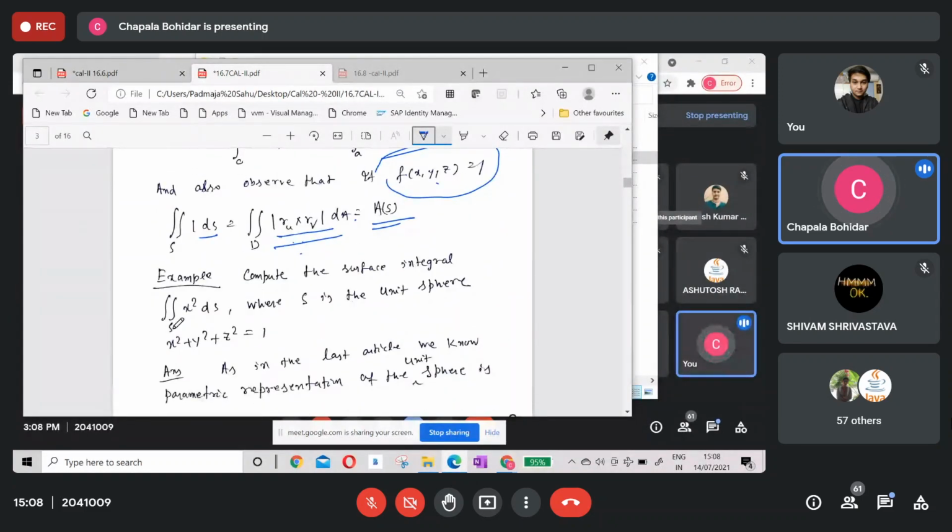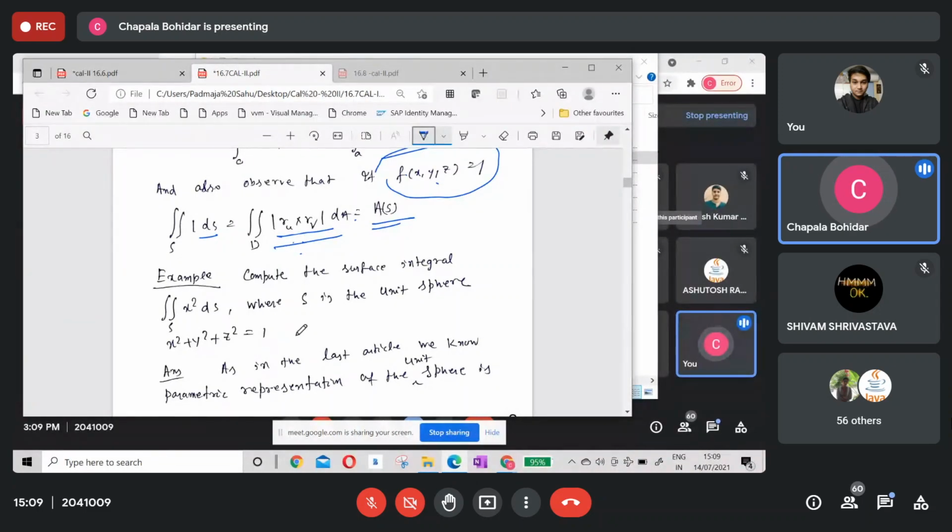So for example, the surface integral where S is the unit sphere, x square plus y square plus z square is equal to 1. When it is the unit sphere, rho is equal to how much here? It is 1. And the value of x, what you write down? That is sine phi cos theta. Y is equal to, you know, the parametric representation, sine phi sine theta. Then z is equal to cos phi. Then only we get it is equal to 1. So it is the unit sphere.